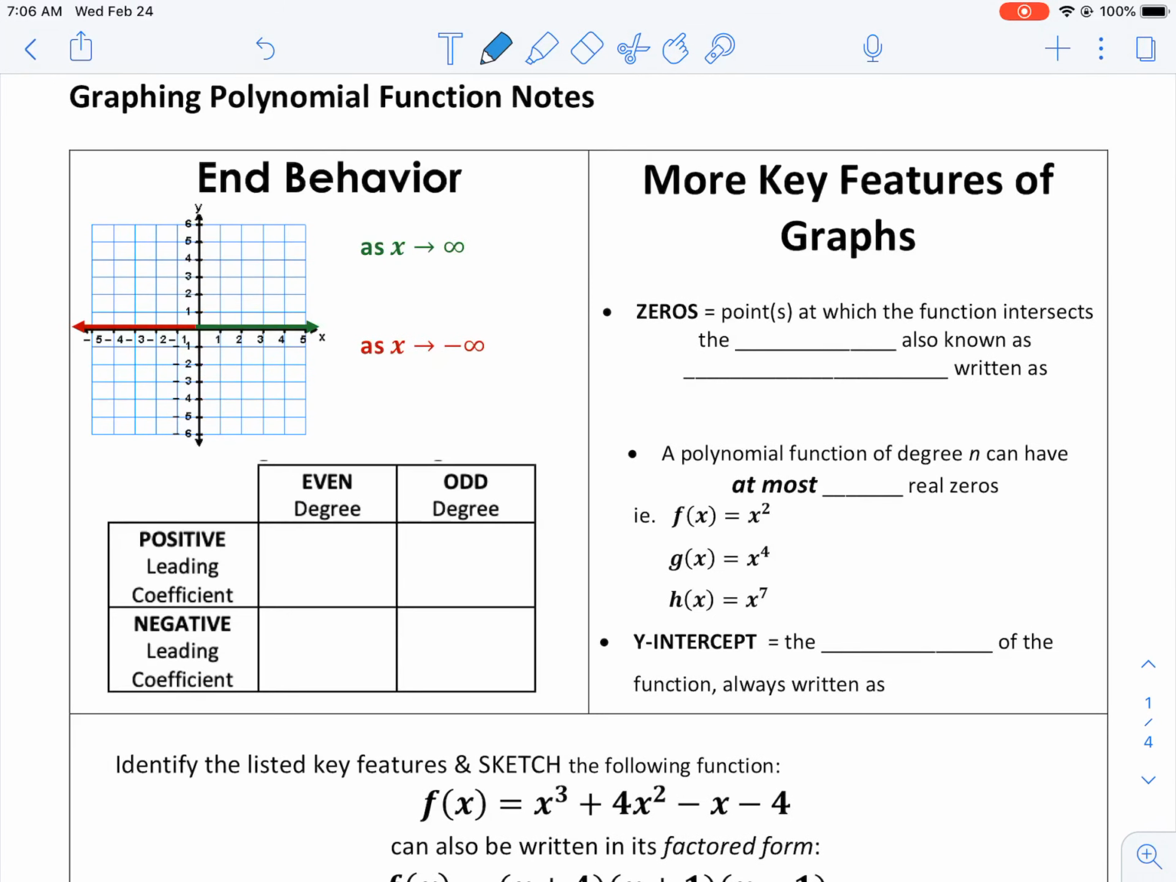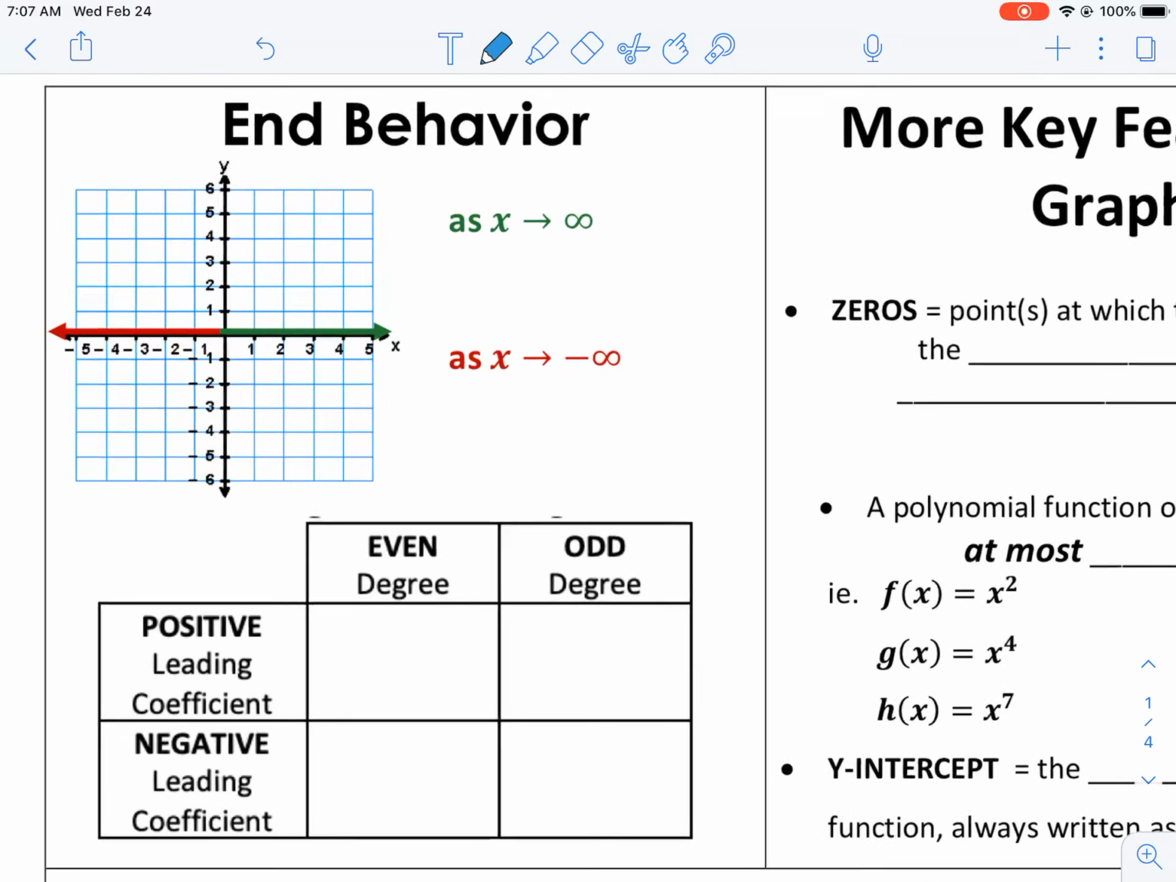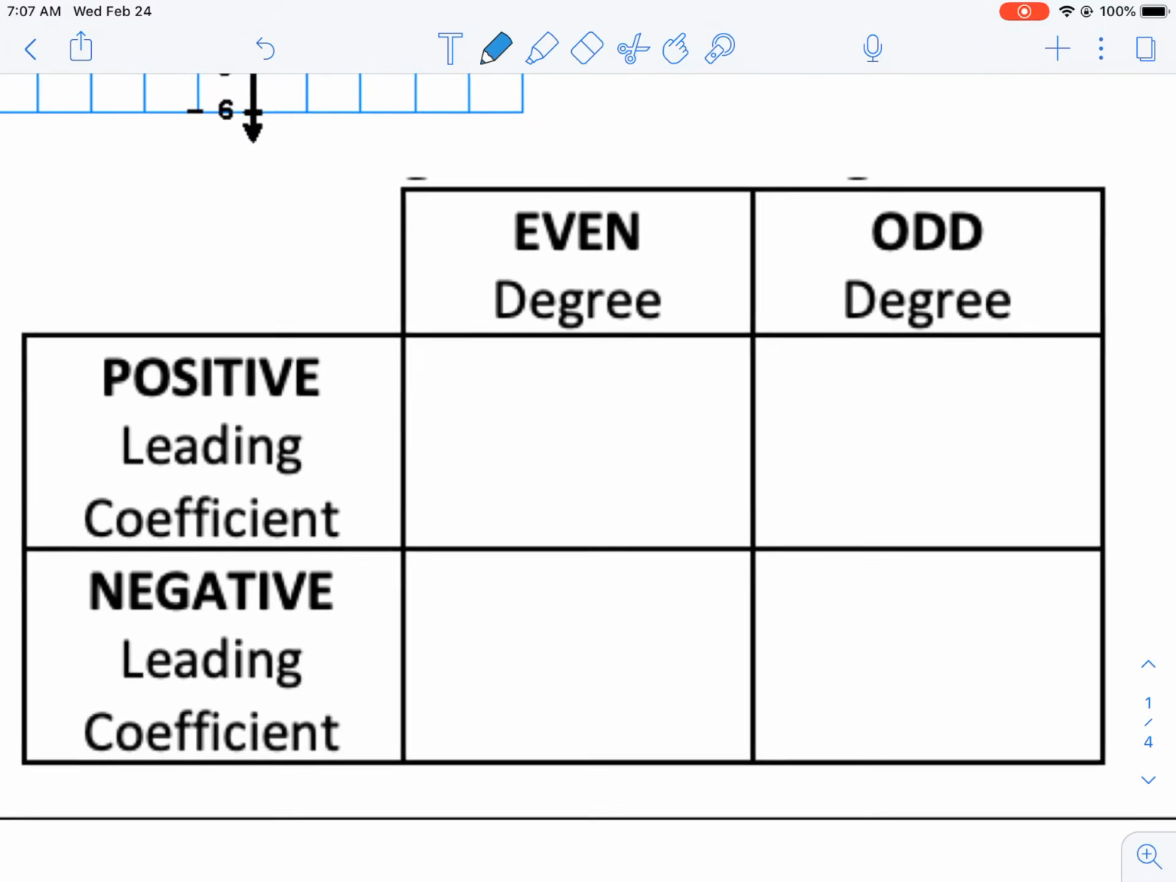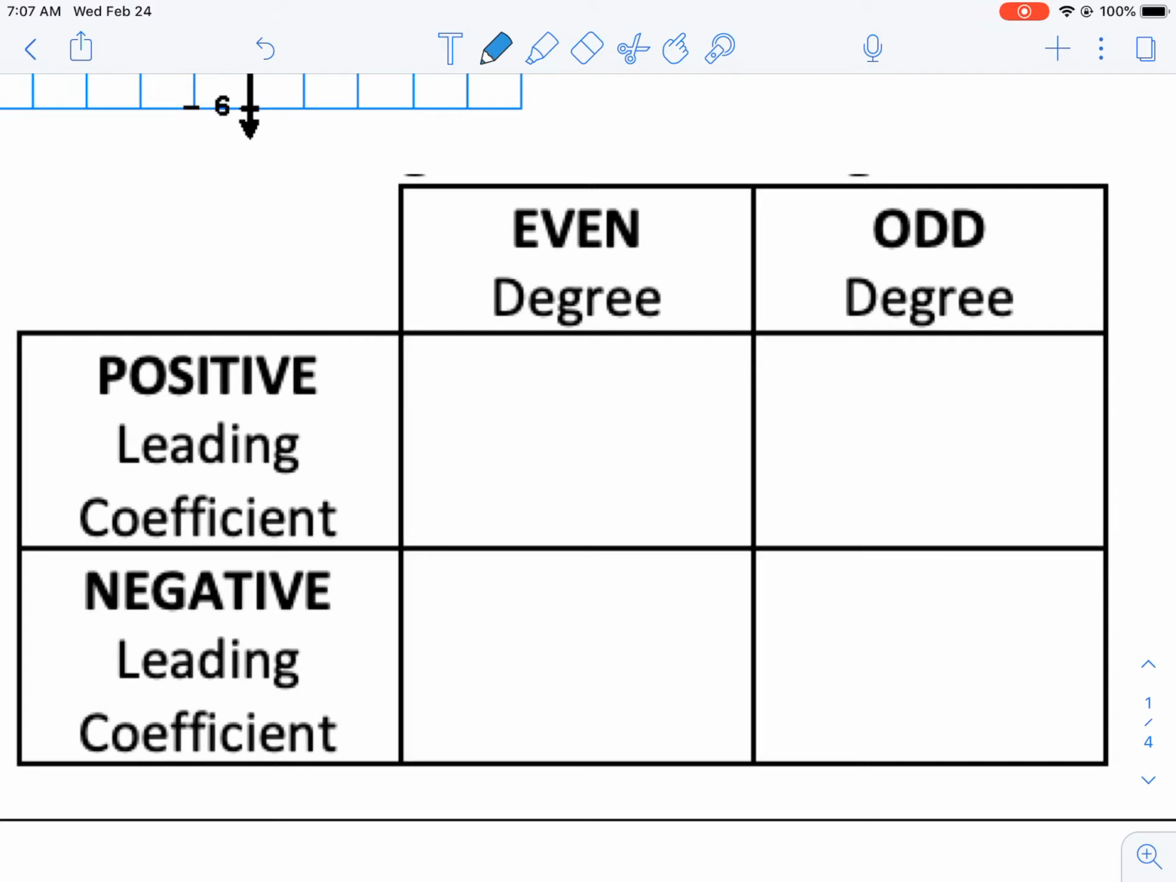So the sketch is really based on two things. The first thing is the end behavior. We went over this in the previous video, so if you're still not sure on end behavior, go watch that video. I'm not going to go into it super in depth here, but basically what you need to know is how to fill in this table, okay?